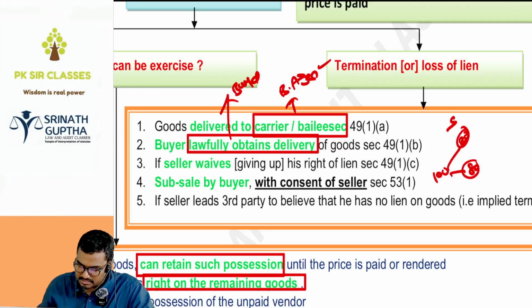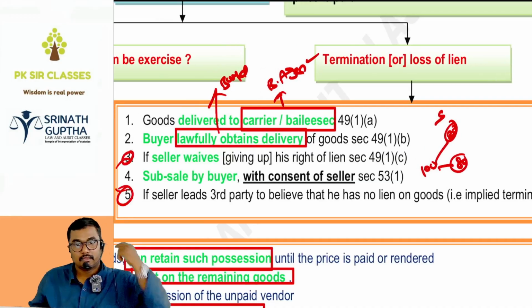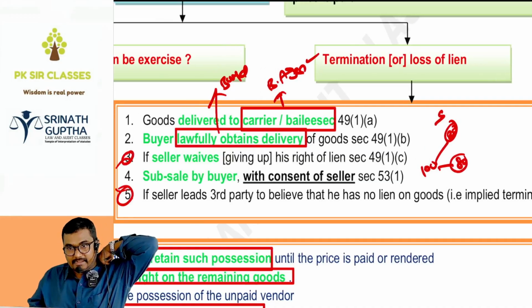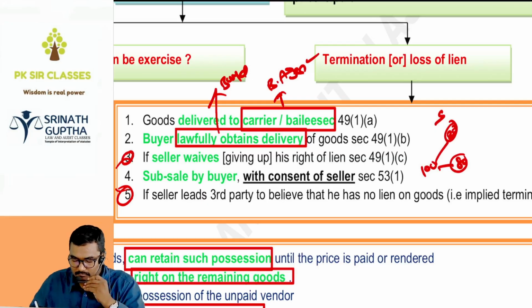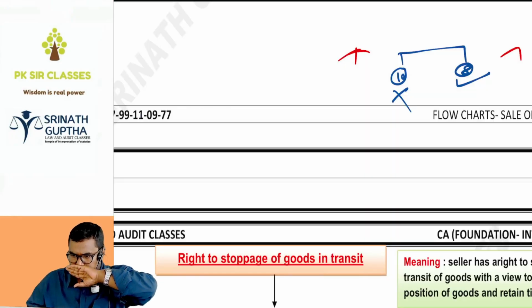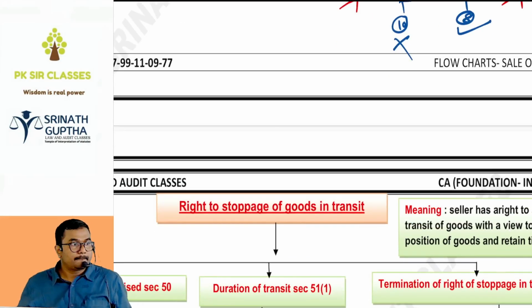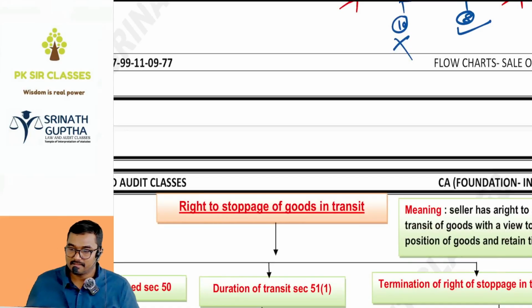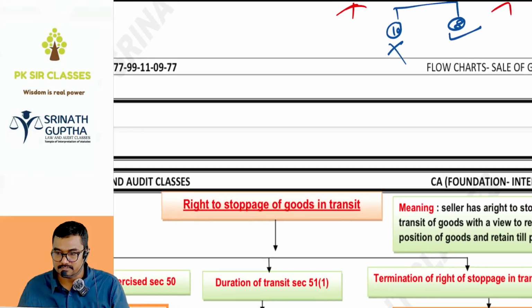Then the last one: if the seller leads a third party to believe that he has no right of lien, that is nothing but waiver. Express waiver or implied waiver, the right of lien will be lost. When the right of lien is lost, the unpaid seller gets the second right, the right of stoppage of goods in transit.